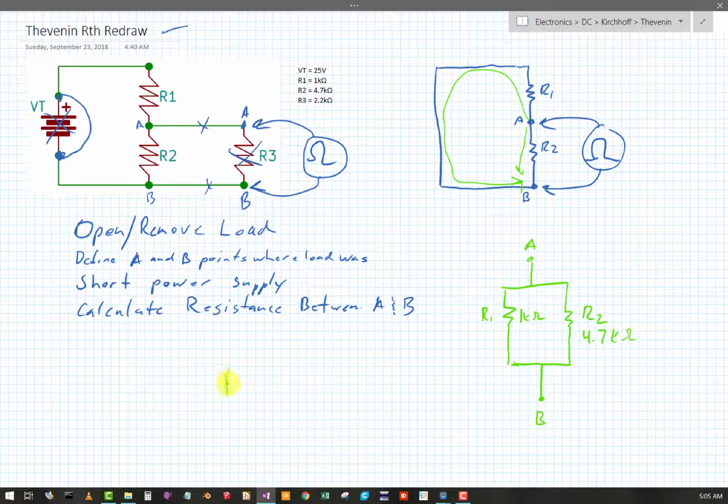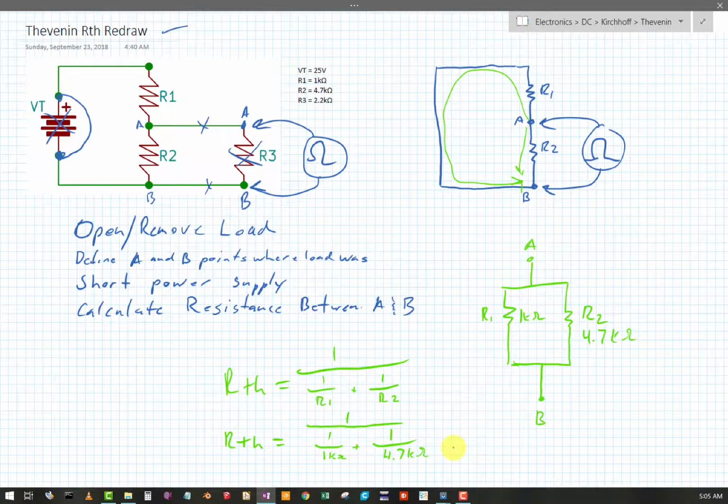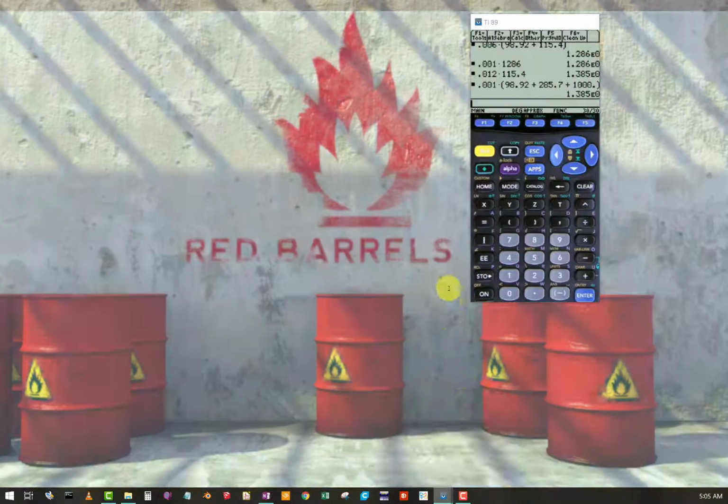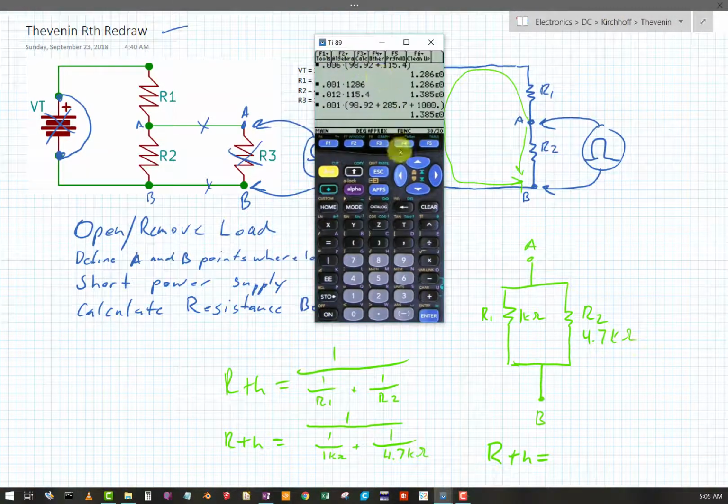So R Thevenin equals R1 in parallel with R2. I'll show my math so in case I mess up I can see what I did wrong. So let's write out a place to put that. R Thevenin, let me wake up the old calculator. Alright, there it is, right in the middle of where I'm looking. I'm just going to type my formula right in, and then I'll look to make sure I got it in the right spot.